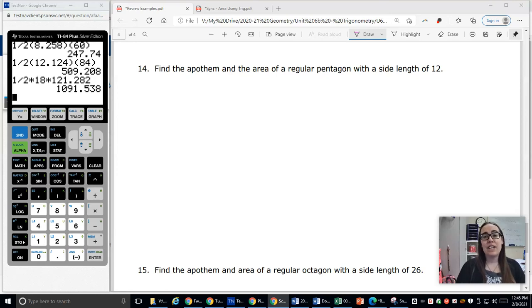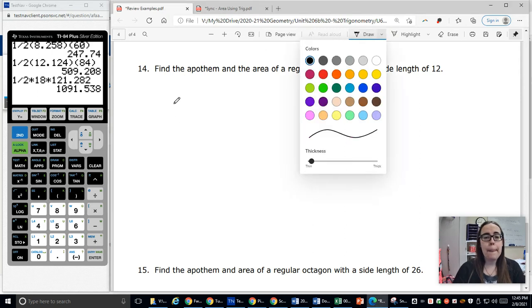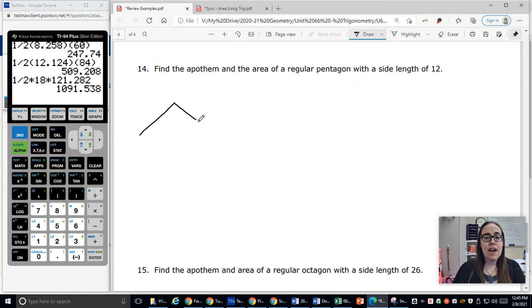Hi, on this last video, we're going to look at working with apothems and finding areas of regular figures. So when I look at my first problem, number 14, it says find the apothem and the area of a regular pentagon with a side length of 12. So I need to think about what a regular pentagon looks like. That means I have 5 sides, and my side length is 12.